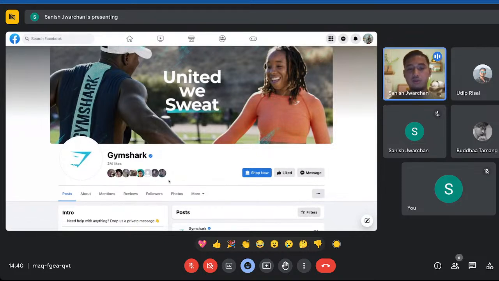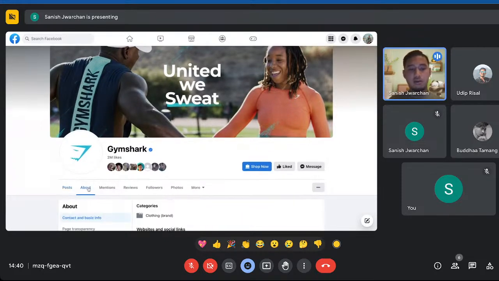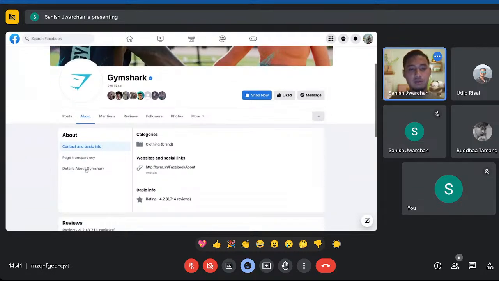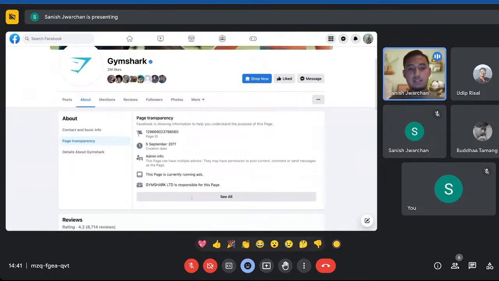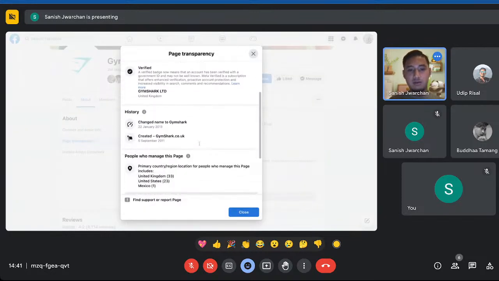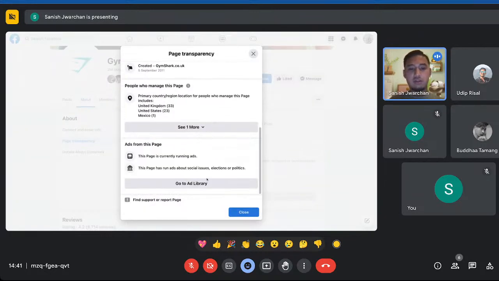Another thing you can do is go on Facebook, to the page transparency section. If you go on the about section, on the page transparency, you can see here whether they're running ads or not. So for example, this page is currently running ads, right? So what you can do is click see all. Then you can go down and go to the ads library, right?